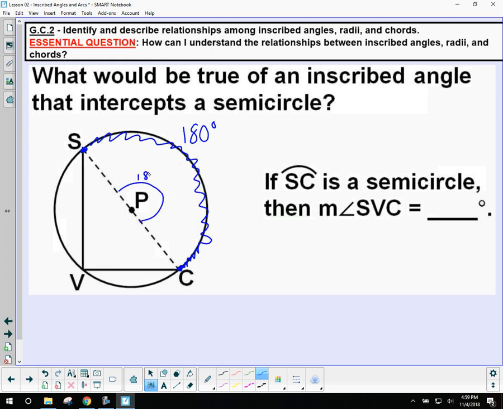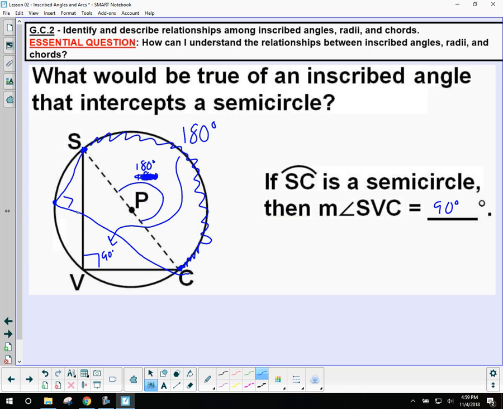Oh my good grannies. Let's try that again. The arc is 180. Then this angle in here, half of 180, is going to be 90 degrees. Do you think there's a property here about an inscribed semicircle? Yes. In fact, if I moved it up here and connect these legs, this would be 90 degrees.